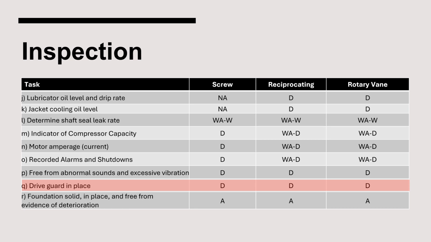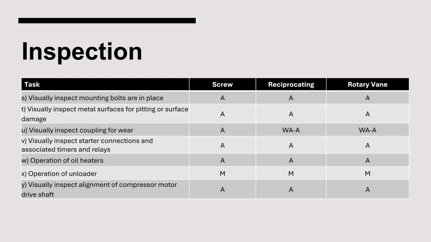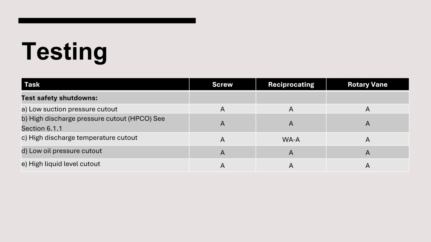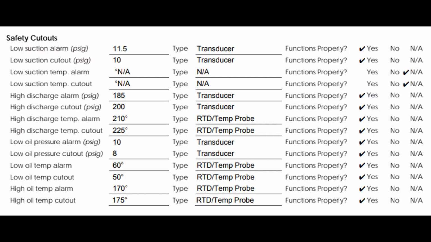Drive guards should be inspected on a daily basis to ensure they are still in place. This compressor is lacking a drive guard, which poses a serious safety risk. The compressor inspection table includes these final inspection tasks that should be performed on compressors on a monthly or annual basis. The testing requirements for compressors includes testing the following cutouts on an annual basis. Typical compressor cutout documentation lists the cutout set point, the type of cutout, and whether it functioned properly during the test.